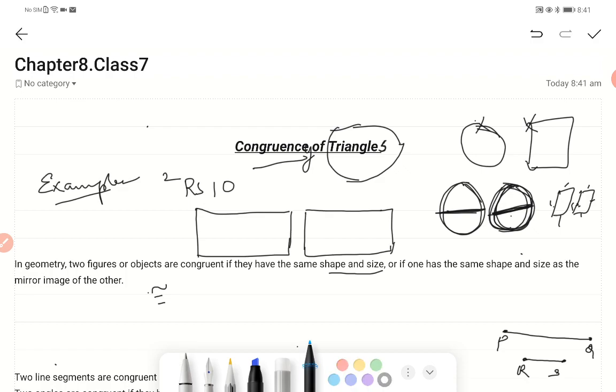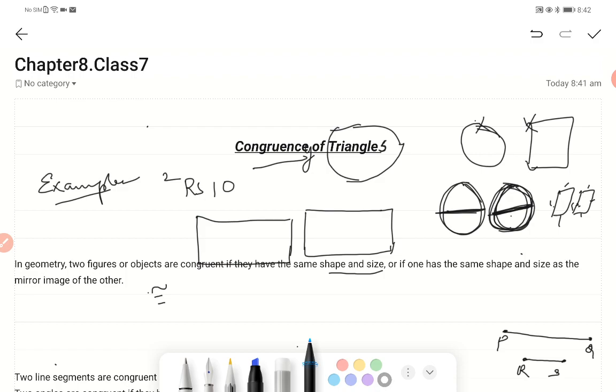I will just place this 10 rupee note on the other one, like this. What happens? It is covering the lower note, so that means they are of the same shape, and the size is also the same. How can we verify? Just by placing them upon each other, isn't it?